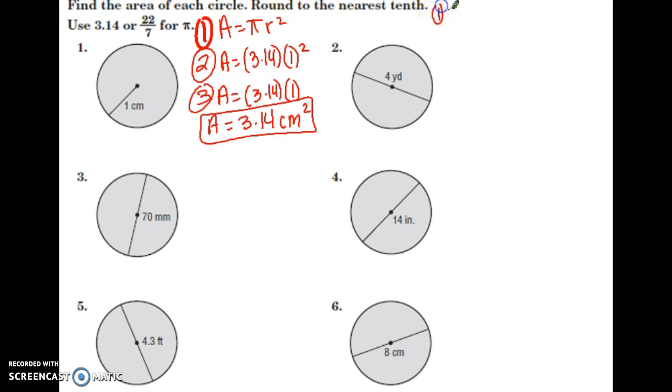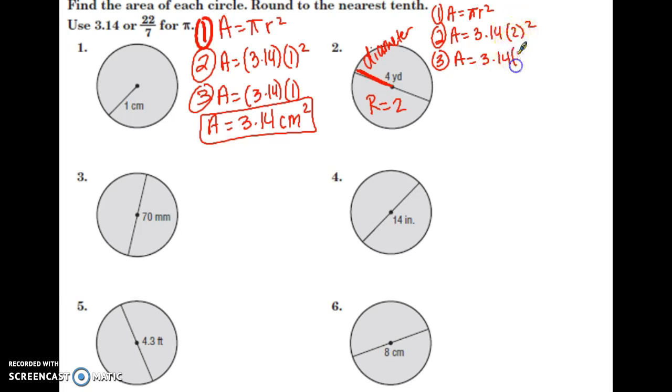Number 2, area equals pi r squared. 3.14 times the radius. This is the diameter. We want just the radius, just halfway through. So 4 divided by 2 is 2. So we're going to plug that in for our radius. 2 squared, that's 2 times 2, because you're multiplying 2 by itself. And then when you multiply 3.14 times 4, you get 12.56, but it says to round to the nearest tenth, so that's 12.6 square yards.